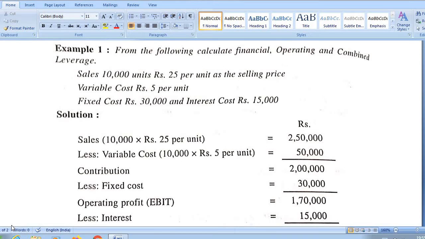Sales 10,000 units at rupees 25 per unit. Variable cost rupees 5 per unit. Fixed cost rupees 30,000 and interest cost 15,000. This is a simple problem. Such a kind of problem will definitely be given in your examination for 6 marks.